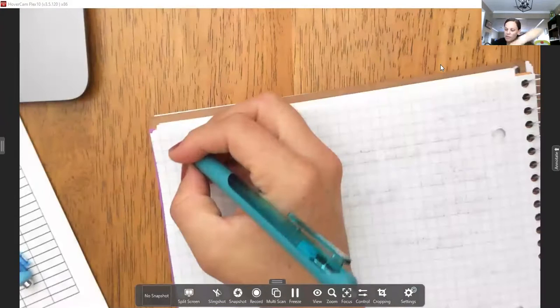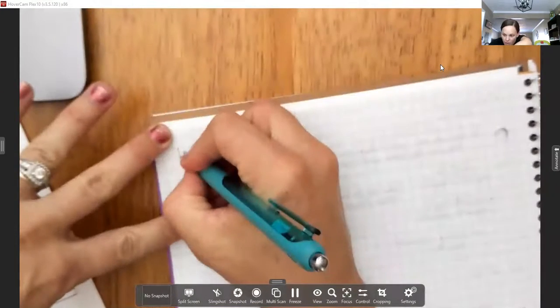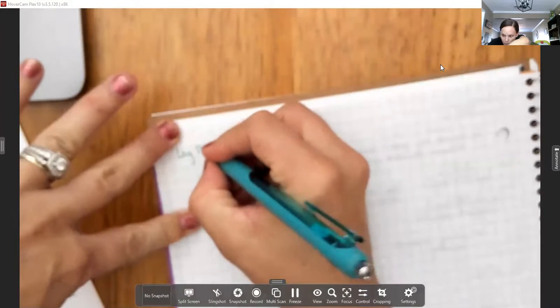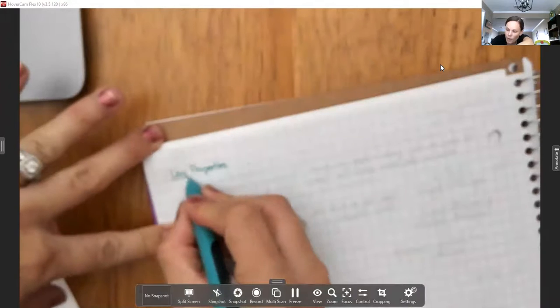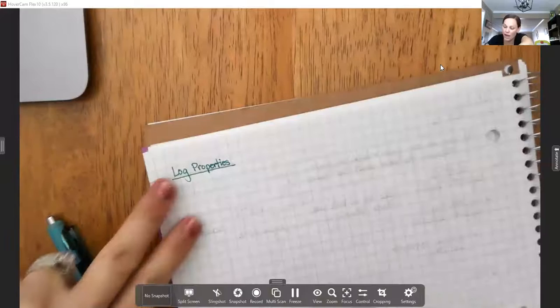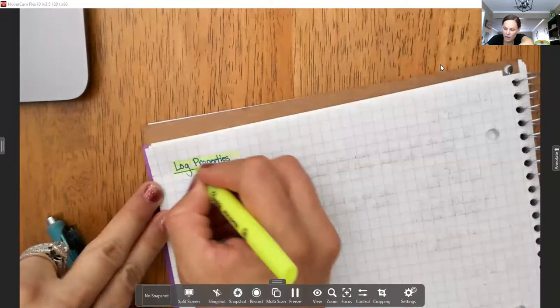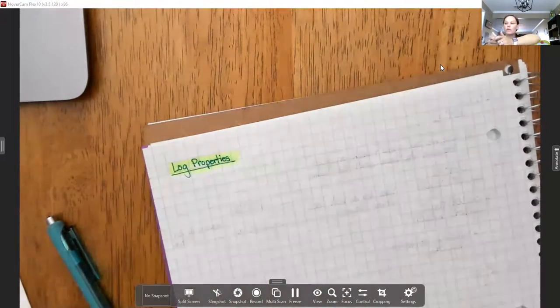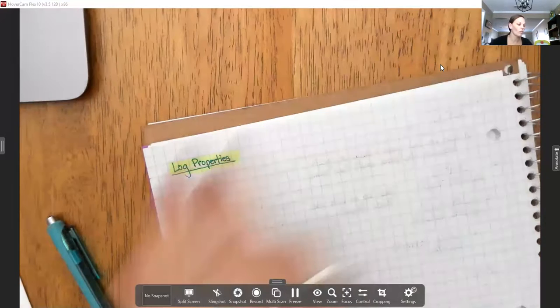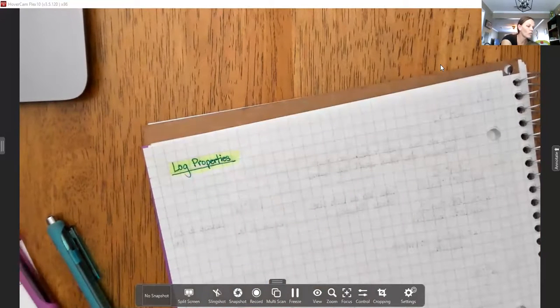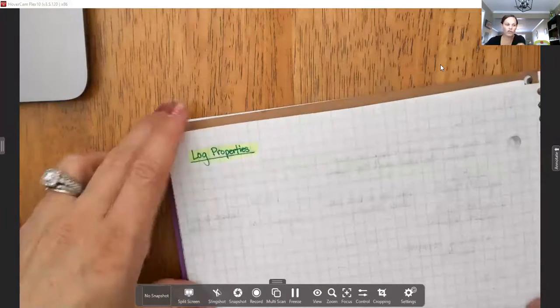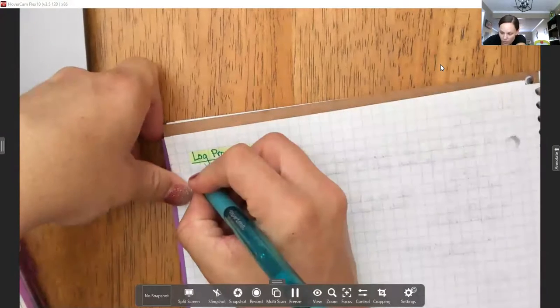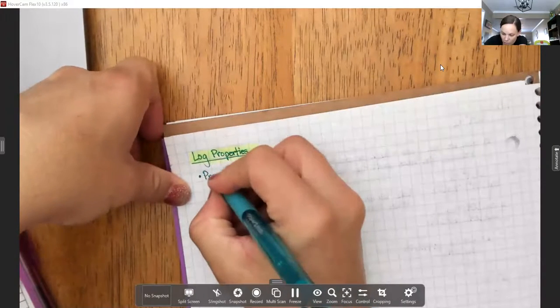So I'm going to kind of just put all of these together, so you have them all in one spot. And if you just want to highlight them from today, what we just did, we have 4 different properties. We have the product property.